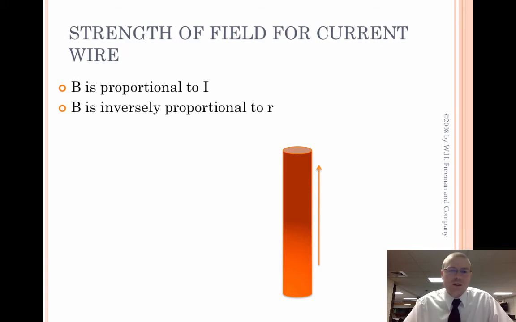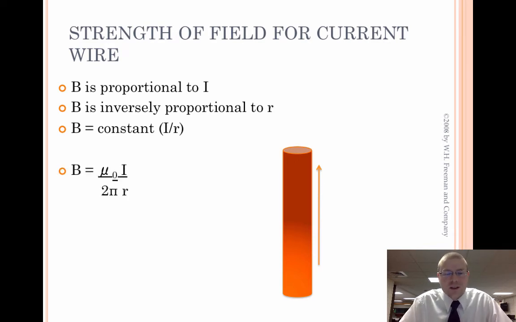What we saw in the lab was that it was a direct relationship with current and just an inverse relationship with distance. If you want to calculate the magnetic field from a current carrying wire, it's I over R, so current over the distance, multiplied by a constant. The constant ends up being this. It's mu 0 I over 2 pi R. I know we had 4 pi for the individual charge, but for a current carrying wire, it ends up being 2 pi.